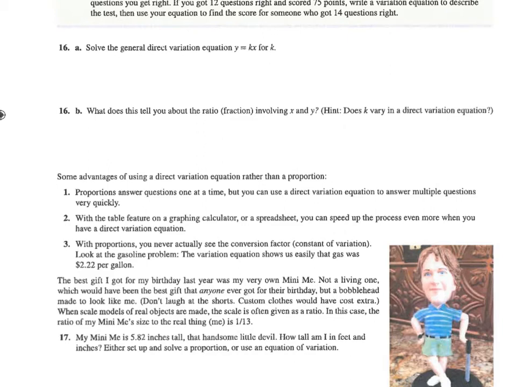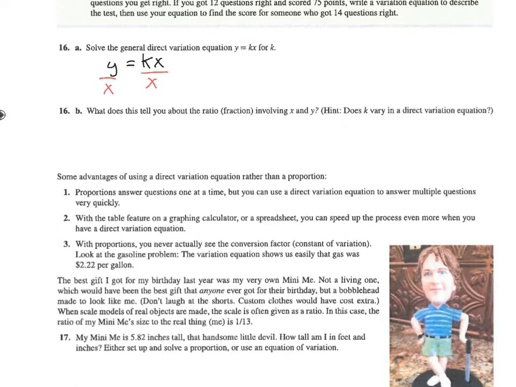Okay, so we're on number 16 right now. And 16 says, solve the general direct variation equation y equals k times x for k. All right, so this is one of those literal equations, right? So they're saying basically we want k all by itself. So what are they doing to k? They're multiplying it by x. So let's divide both sides by x.